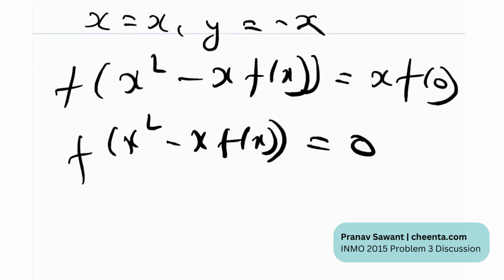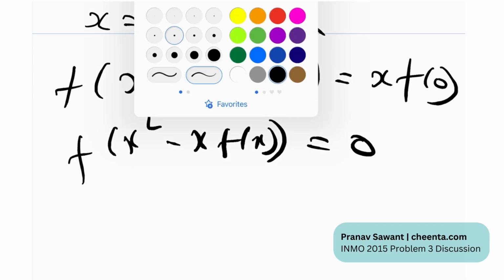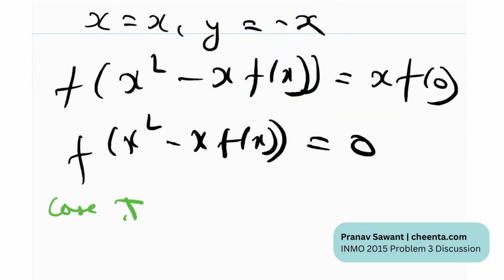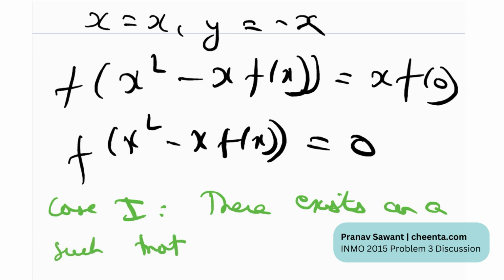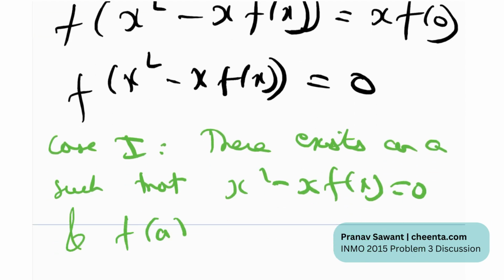Now I can really split it up into two cases. Case 1 will be that there exists an a such that f of a squared minus a times f of a is equal to 0 and f of a is equal to 0, and a is obviously not equal to 0. So there exists a non-zero a so that f of a is equal to 0.